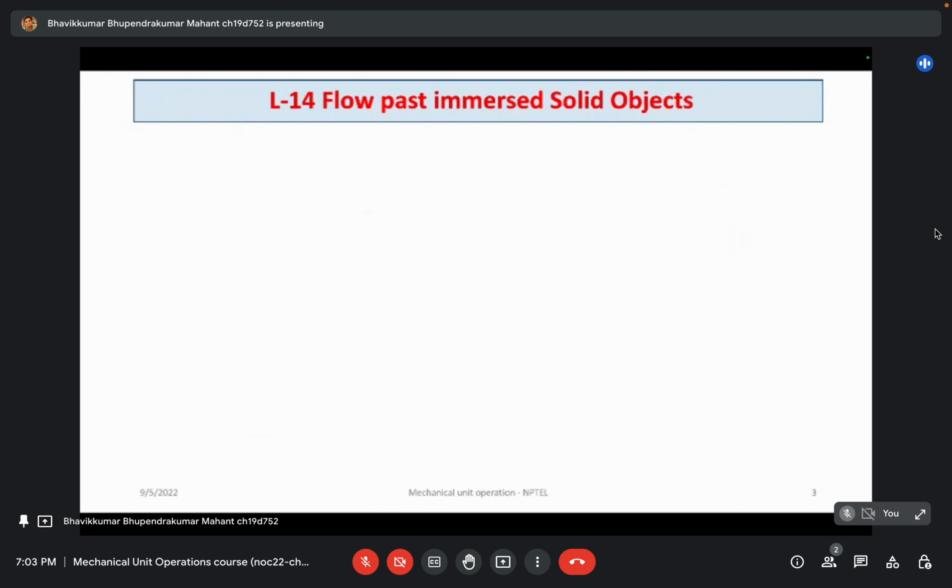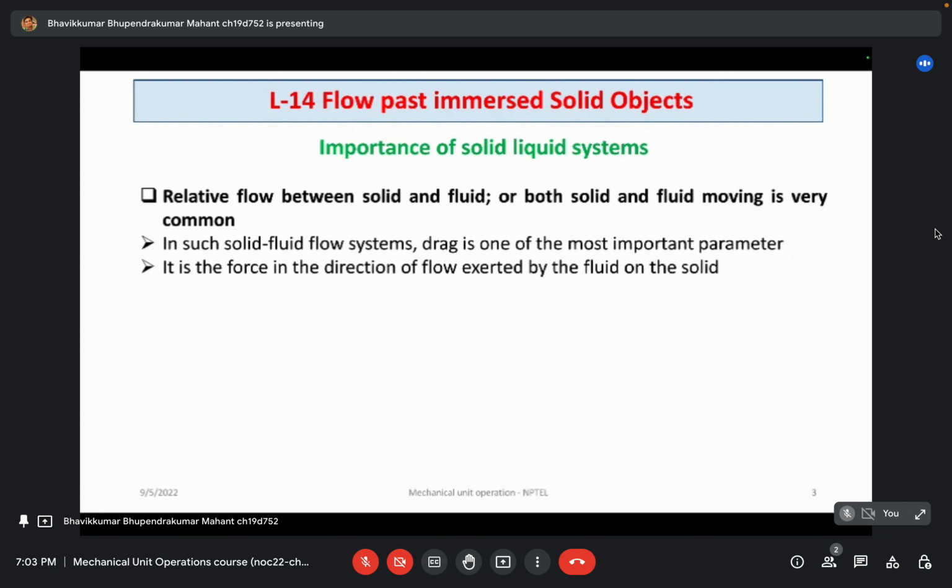Flow past immersed solid objects. So first we start with the importance of solid liquid systems. Till now we discussed solid particle separation, size reduction as well as agglomeration, but most of the time we encounter solid liquid reactions and solid liquid interactions in industry. So first, why is it important?